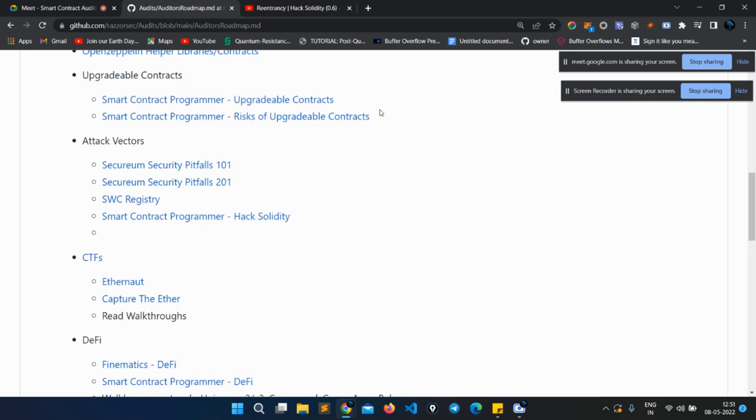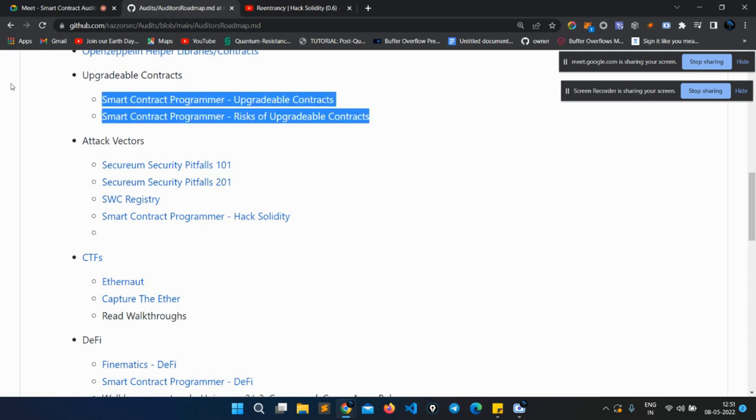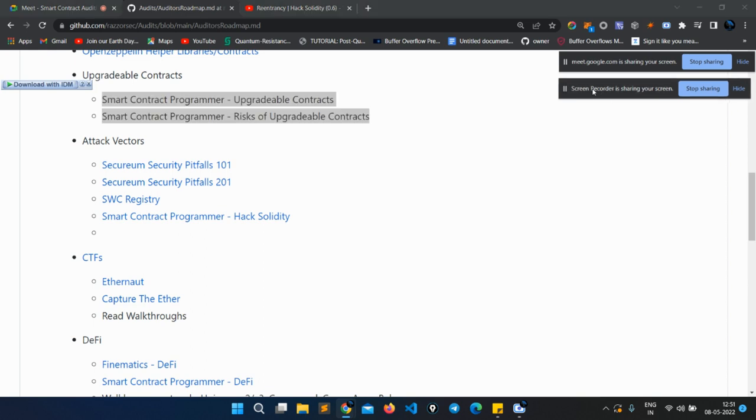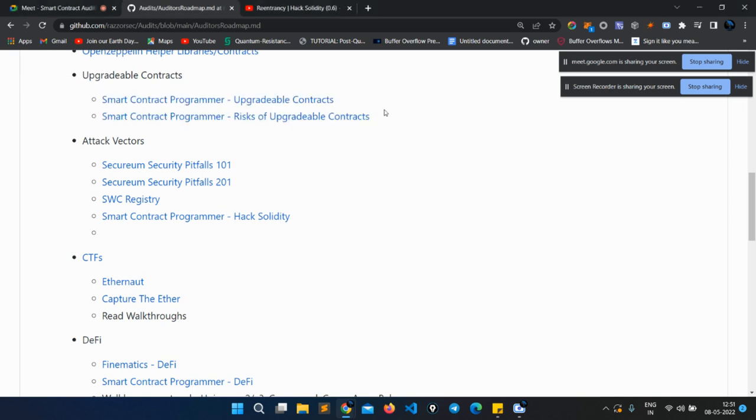After that, you are supposed to have knowledge of upgradable contracts. That is again a crucial factor, and as most of the protocols rely upon upgradable contracts, you're supposed to know upgradable contracts and the risks involved in them. Then we are supposed to know the attack vectors that are involved in Solidity. We can refer to Secureum 101 and 201, that's the SWC registry. And again, one of the coolest channels from Smart Contract Programmer, Hack Solidity.